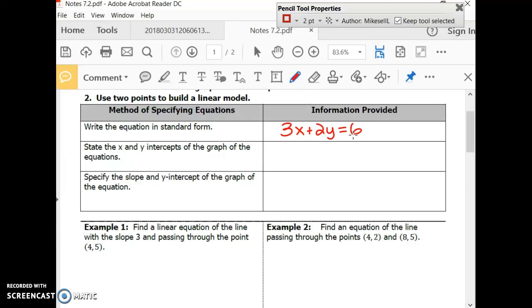Then you can state the x and y intercepts of the graph of this equation. To find my x-intercept, I know my y value is 0. So I'm going to have 3x is equal to 6, because that term goes away, so I get a value of 2. That is my x-intercept. To get my y-intercept, I need to get my x value to 0. That knocks out the x term, so I get 2y is equal to 6, which gives me a value of 3. That is my y-intercept.